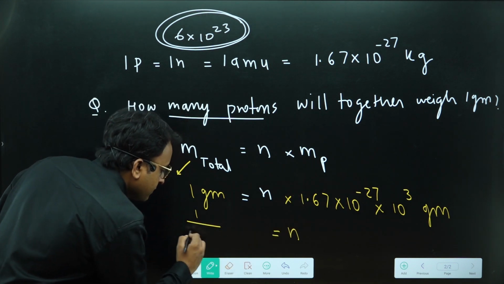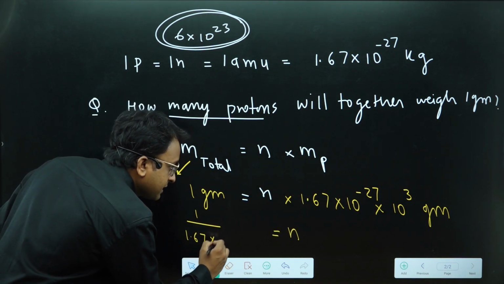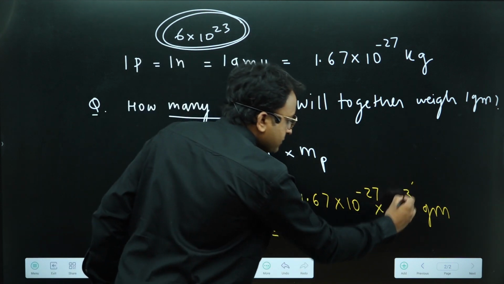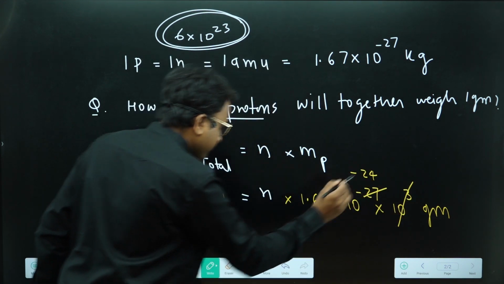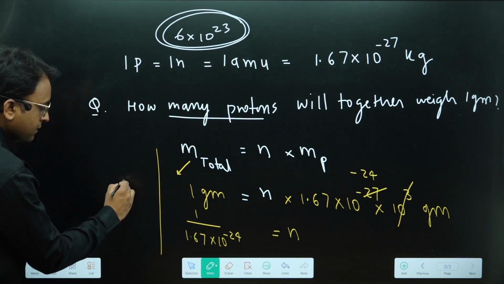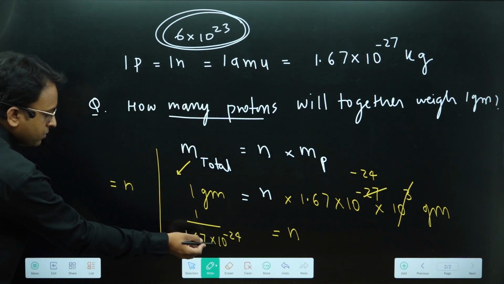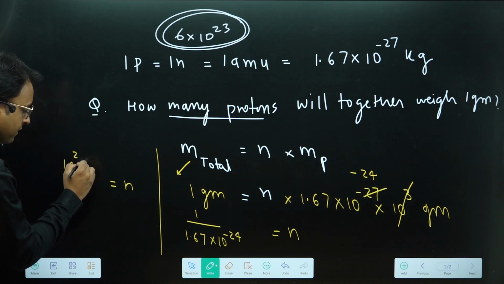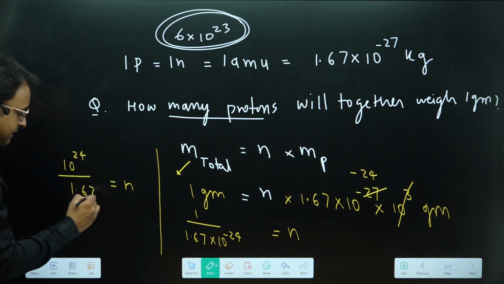N is equal to 1 divided by 1.67 into 10 raised to the power minus 24, so N is equal to 10 raised to the power 24 upon 1.67.